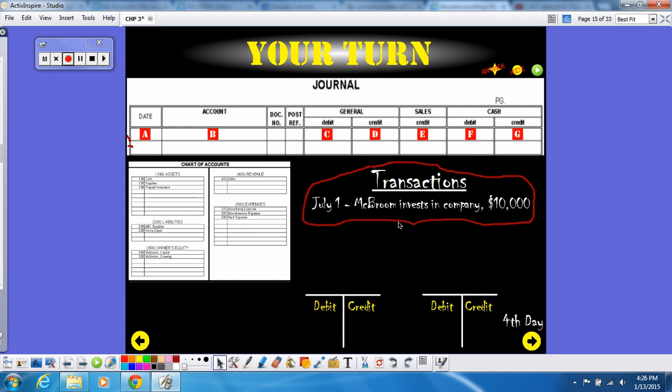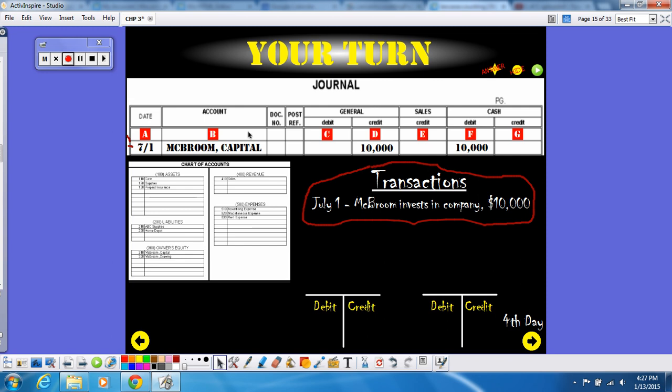That means you have to write McBroom Capital in the account title here and use the general debit and credit area. You would take your 10,000, put it in cash debit, and if it's debit over here, you know it's got to be general credit on the other side. So this is what it should look like.